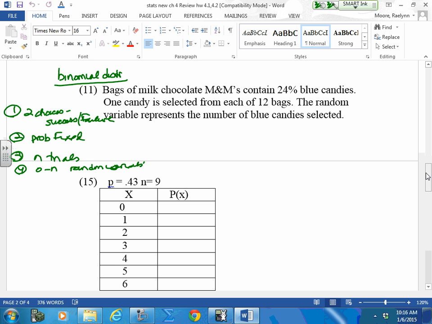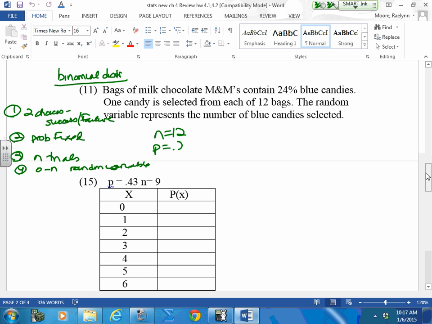So let's pull this out, see what we have. We have bags of milk chocolate M&Ms. They contain 24% blue candies. One candy is selected from each one of the 12 bags. The random variable represents the number of blue candies selected. How many bags do we have? 12. So what is our trials? 12. What is your probability of getting a blue?